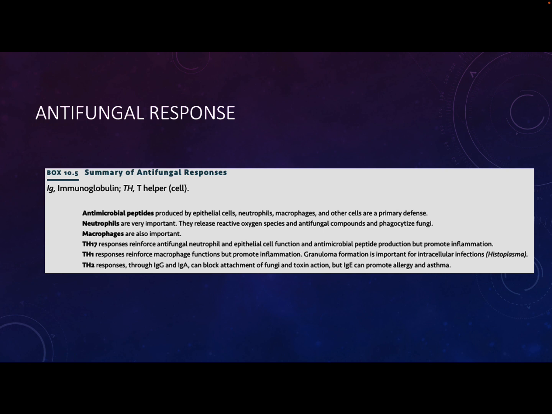Antifungal antibody response. The antifungal response will also include an antifungal antibody response.